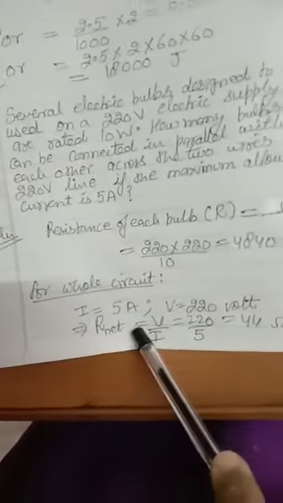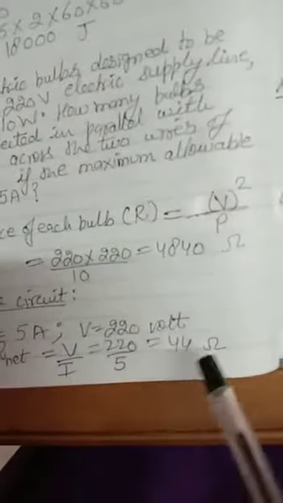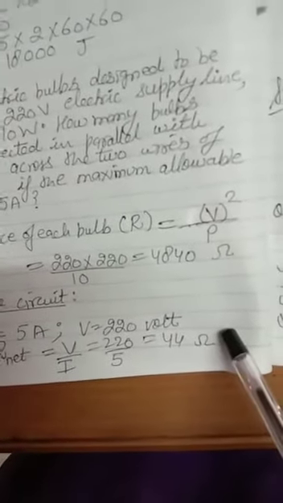So we can calculate the effective resistance of the circuit. That is V upon I. That is coming 44 ohm. Now you know for each bulb the resistance is 4840 and final resistance is 40 ohm, means this is lesser.